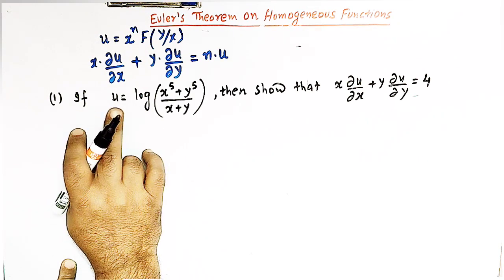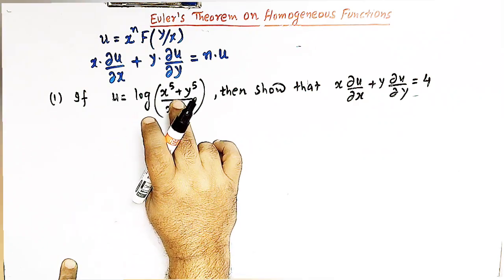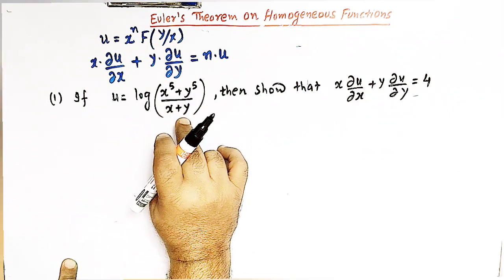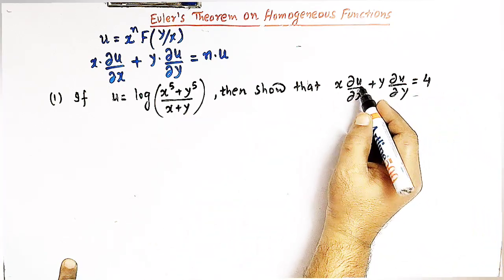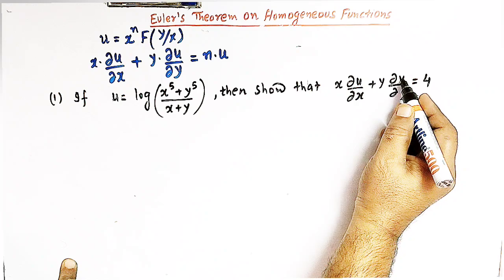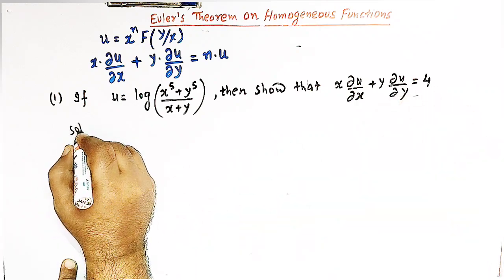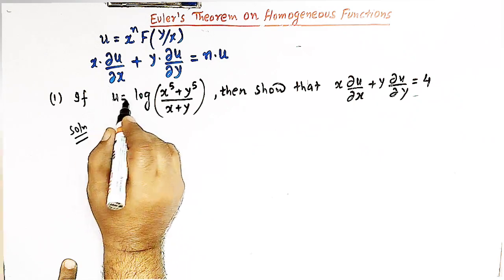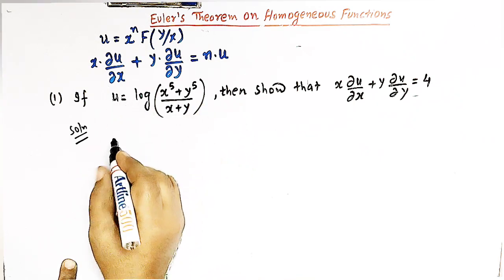So here is the first problem where we are given u is equal to logarithm of (x^5 + y^5) divided by (x + y). Then we have to show that x times ∂u/∂x plus y times ∂u/∂y is equal to 4, right? So here what we will do, will first express this function like this.